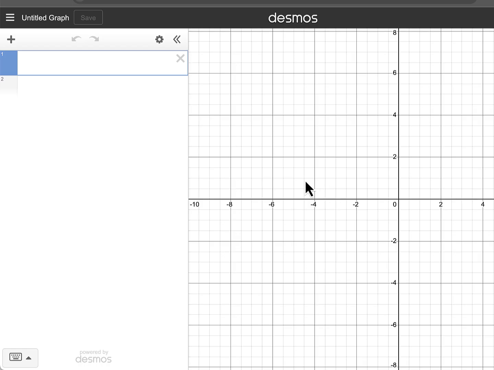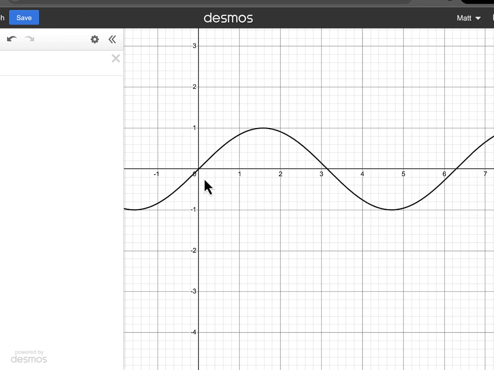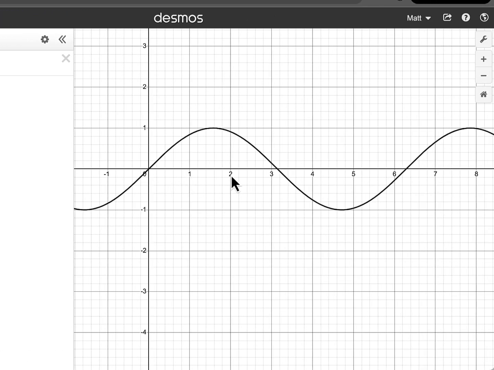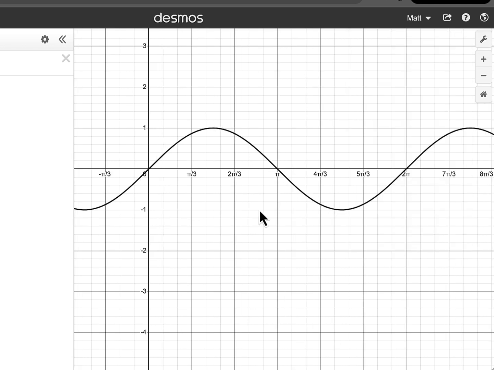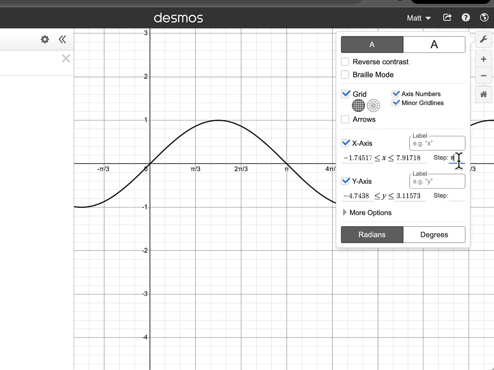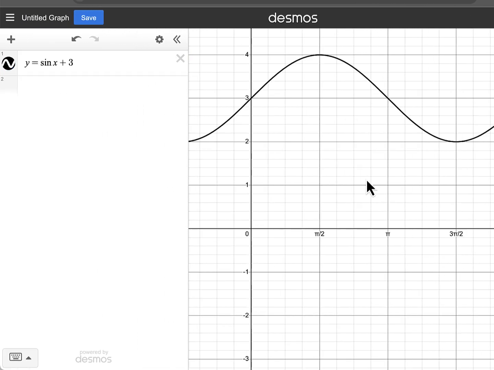So let's open up new Desmos, type in y equals sine of x, change the color to black, zoom in a little bit. Notice the x-axis is marked by whole numbers. If you want them to be increments of pi, then click the wrench and x-axis step, type in pi for pi, and notice what it shows us. Or you can force increments of pi halves. If I put plus 3 at the end of this, the whole graph will be shifted up 3 units.